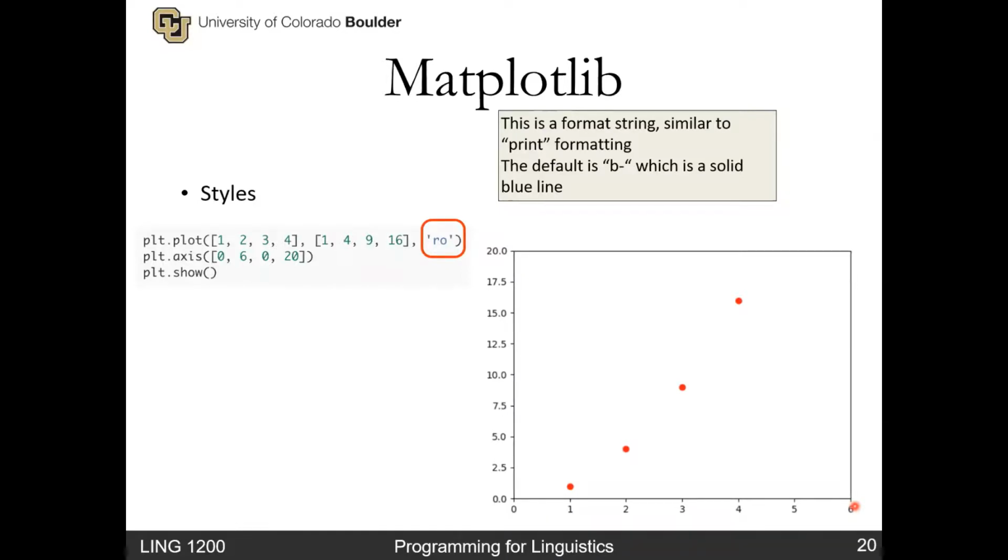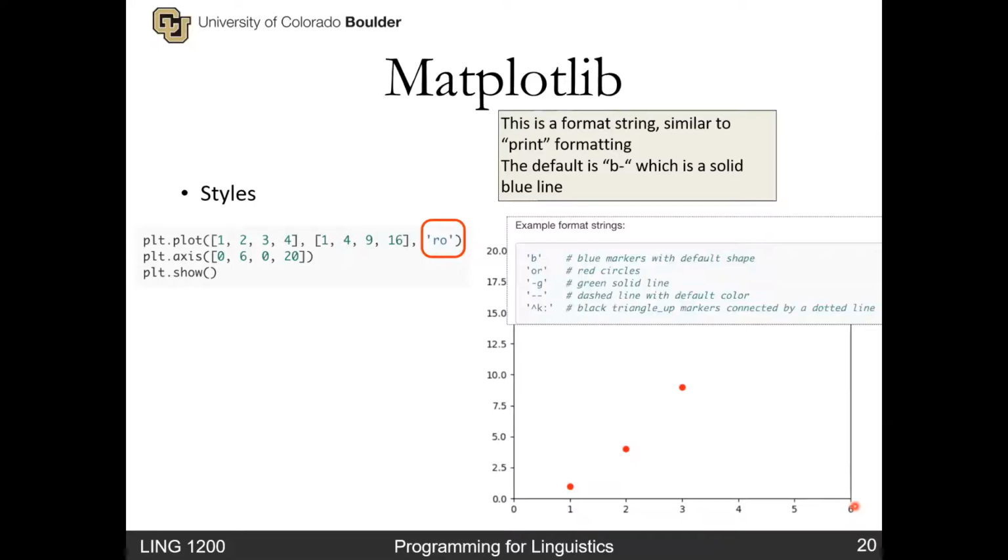The RO is giving us these red circles. And here's some other things that you can do to change the way your graph looks. So that's just one example. There's also all sorts of strings that you could put there in your formatting string at the end of the plot call. So B will be blue markers, which is the default shape.